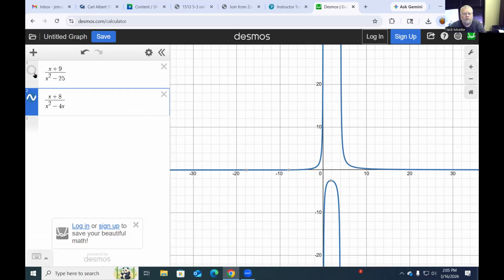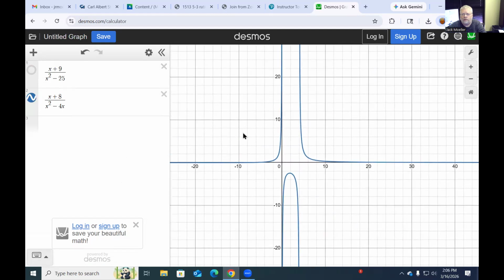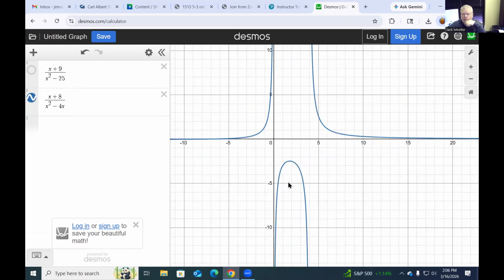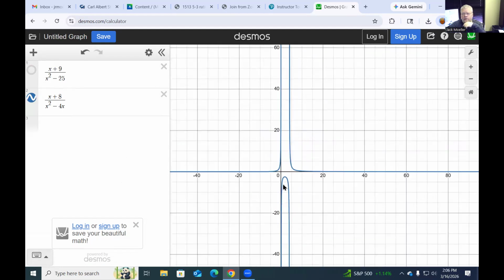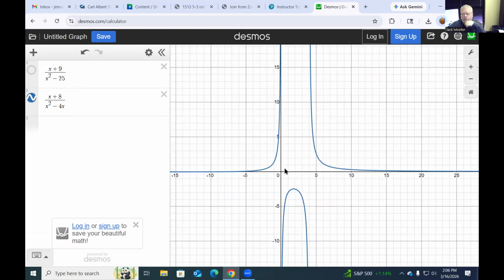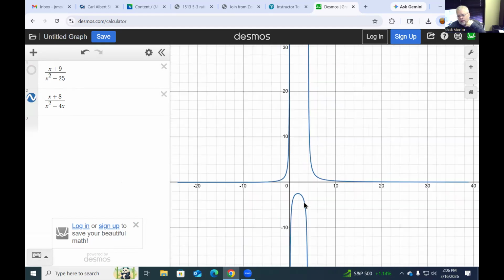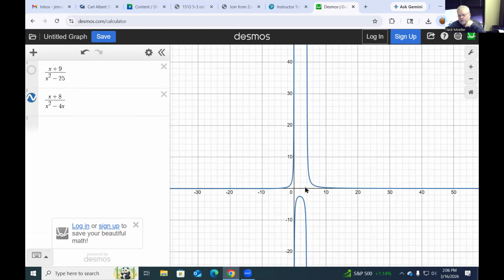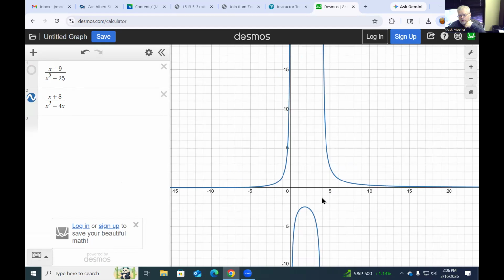All right, let me turn this off. So again, we get the funky kind of shape. And so where does it go vertical? Sometimes you have to zoom in and zoom out to really get a good picture. But right there at x equals 0, it's got a vertical line, and then at x equals 4 is our other vertical line. And so what did we say the domain was? The domain was all real numbers except 0 and 4.